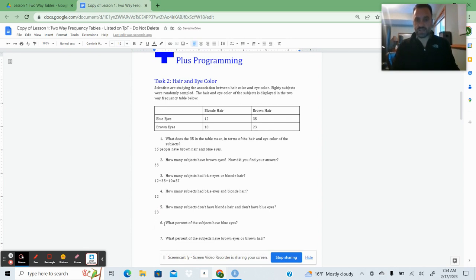What percent of the subjects have blue eyes? So if I go 12 plus 35, that gives me 47. Out of the total there is 80. And then I can convert that to a decimal by just doing 47 divided by 80, which is 0.5875, which equals 58.75%. Just slide the decimal 2 spots.